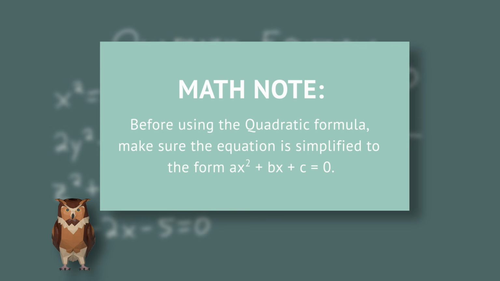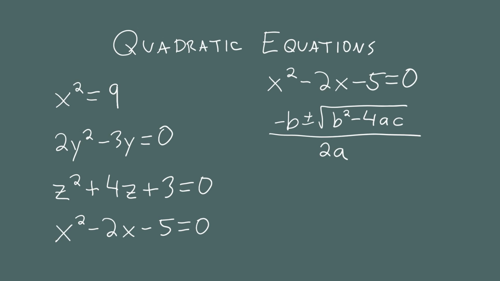Now you have these letters, A, B, and C. It's like, what do those refer to? These just refer to different parts of the quadratic equation. A is the number in front of x squared, 1. B is the number in front of x, which is negative 2. And c is just the constant term, negative 5. So to find the two answers, you're going to just plug these three numbers into the formula and simplify it.